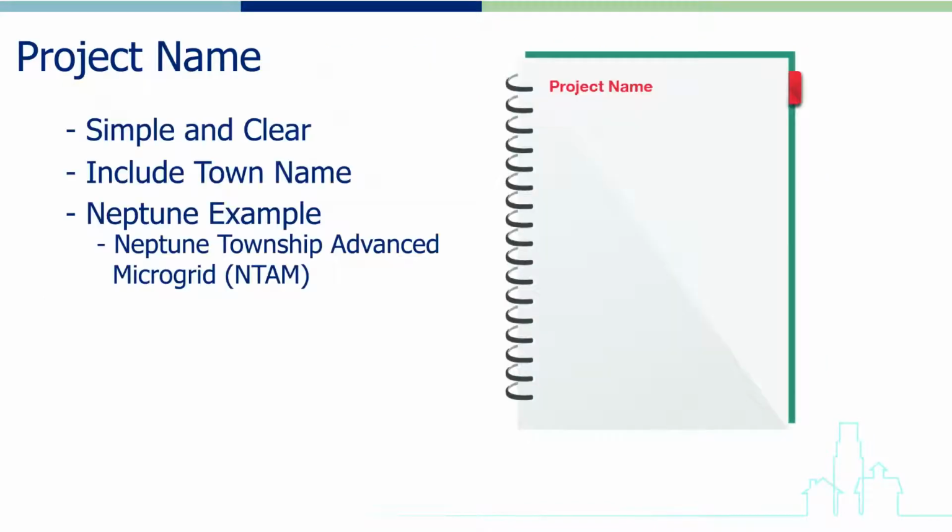A key first step, even though it may come at the very end of the process, is to provide the microgrid development with a name. The name should be simple and clear, such as the town name and then community microgrid. In the case of Neptune, the community chose to name their project the Neptune Township Advanced Microgrid, NTAM.